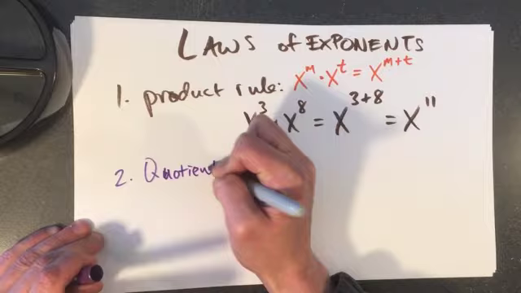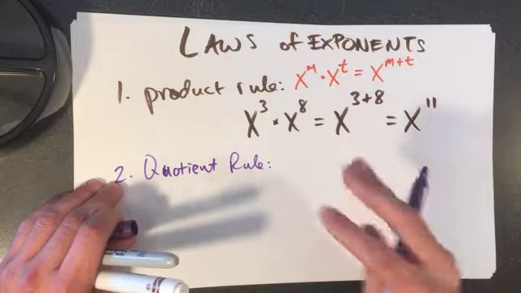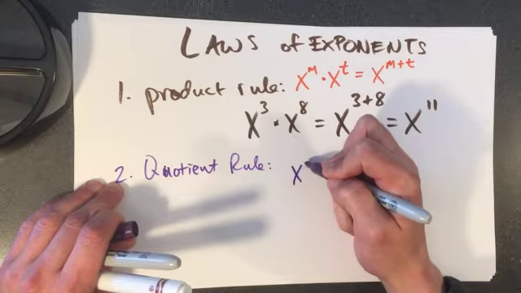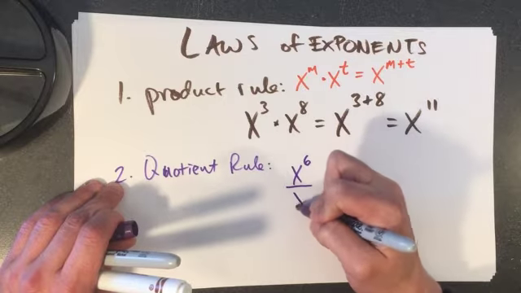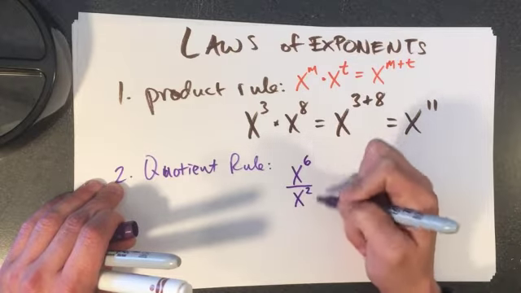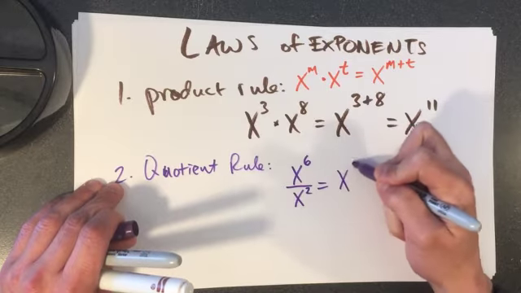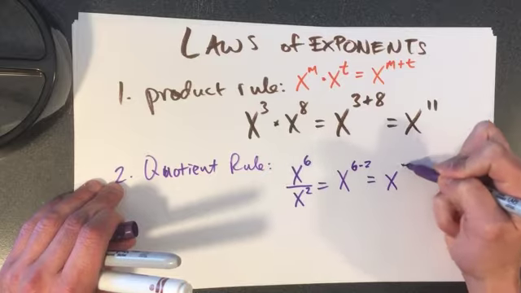Quotient rule. See if I can spell it right today. So the opposite of this: if we have x to the 6th divided by x to the 2nd, this is the same as subtracting the exponents. So it's x to the 6th minus 2. We know that is x to the 4th.